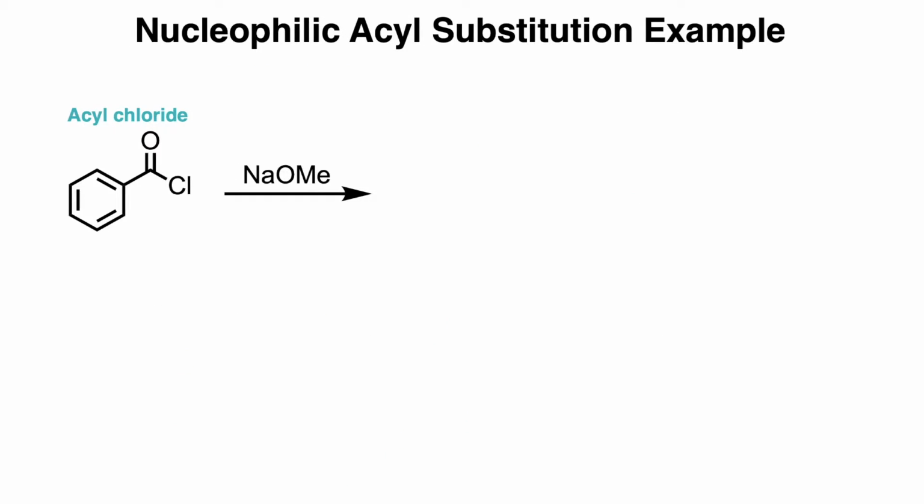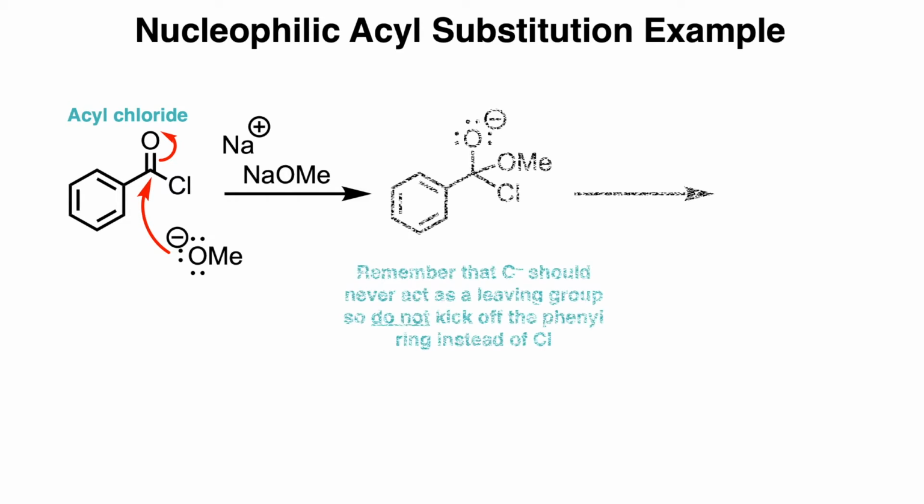Now let's take a look at an example where this carboxylic acid derivative, specifically an acyl chloride, is reacting with NaOMe. Recall that we can rewrite NaOMe as Na plus and OMe minus, where OMe minus can act as a strong nucleophile. So OMe minus attacks the carbon of the carbonyl while the pi bond breaks to form a new lone pair on oxygen. This forms the following negatively charged intermediate.